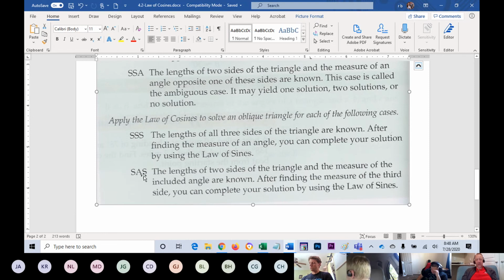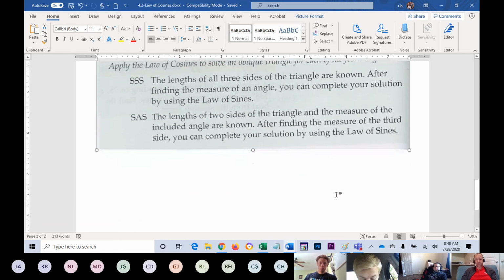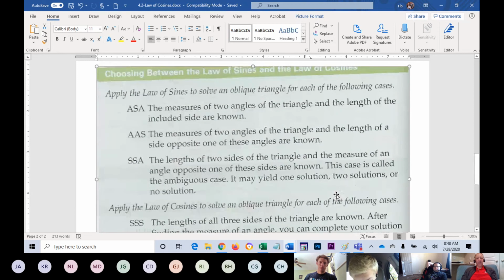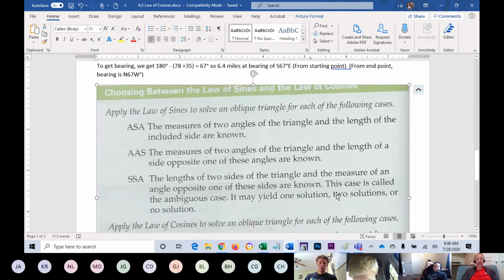With side, angle, side, the lengths of two sides of the triangle and the measure of the included angle are known. After finding the measure of the third side, you can complete using the law of sines. So we really like the law of sines because even when we use law of cosines, we're probably going to go back to law of sines. Any questions on this so far?